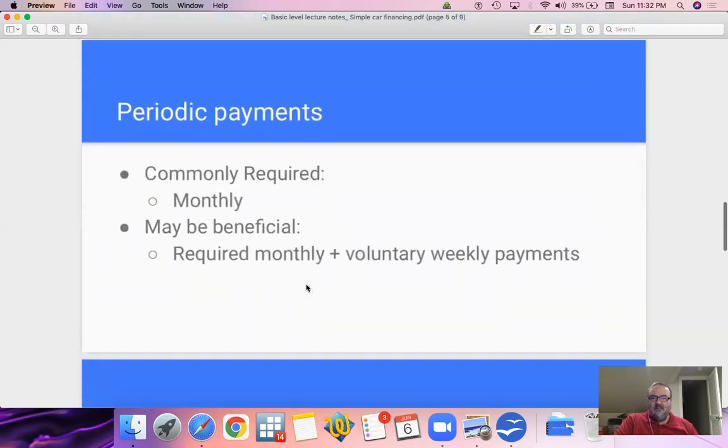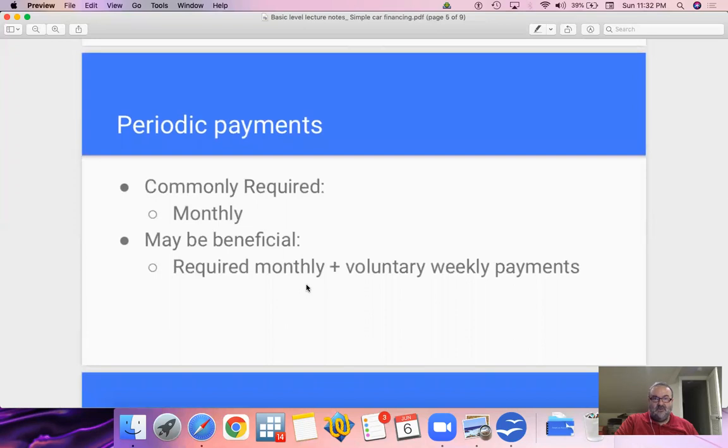We make periodic payments towards the car, towards the loan. Most commonly, you will make a monthly payment. You could request a bi-weekly payment. It's really not that common, and most people will give you a stare on the face, but you can. But most commonly, you're gonna have to make a monthly payment.